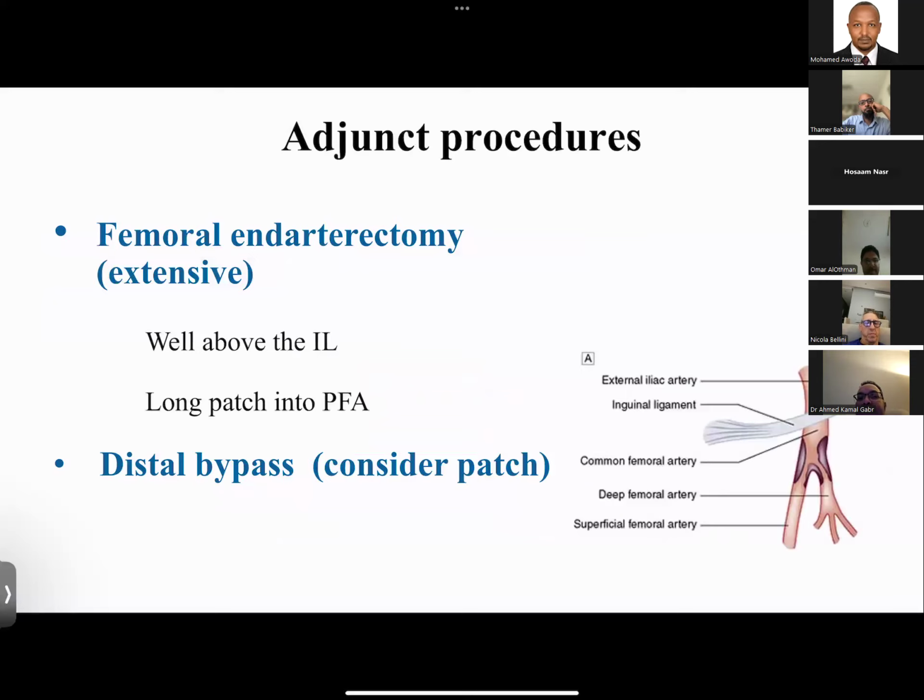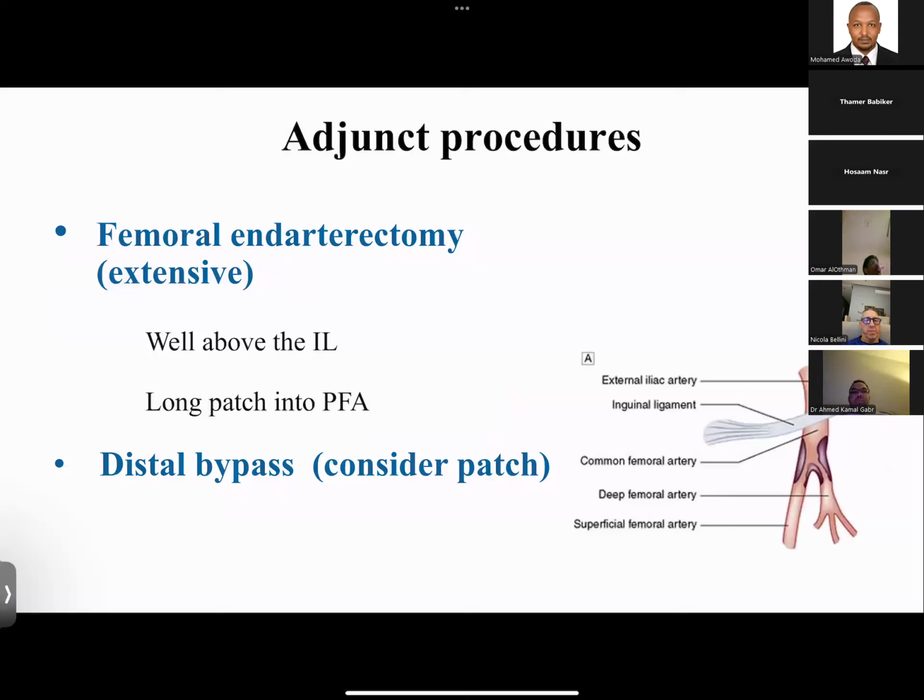And this is what we call adjunct procedures. So if you're going to do a femoral endarterectomy, do it right. And it's a very extensive femoral endarterectomy, well above into the external iliac artery. And the reason for that is that you do not want your stent crossing the inguinal ligament. And I almost always use a long patch into the PFA if required, because the profunda femoris is the main runoff vessel for this procedure. We know that SFA disease is very common, so you cannot rely on the SFA downwards as your outflow, and the profunda femoris is what's going to keep your stents patent long term.